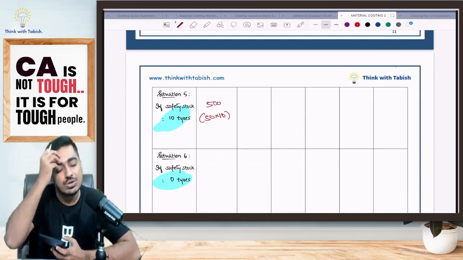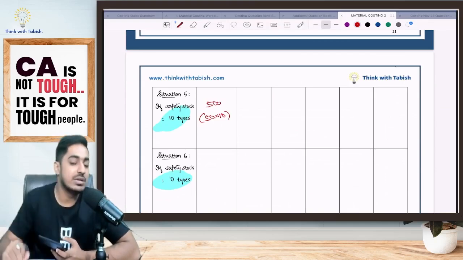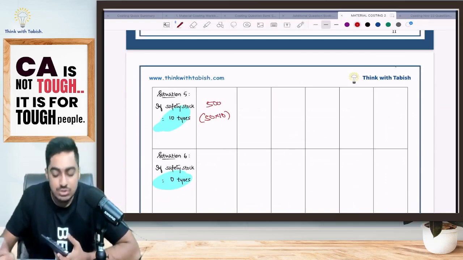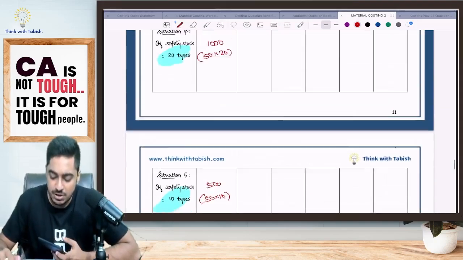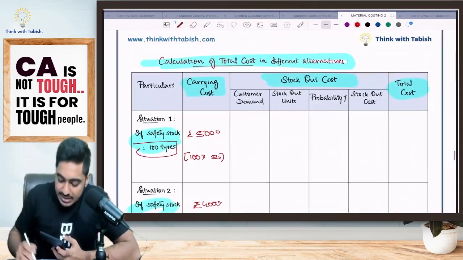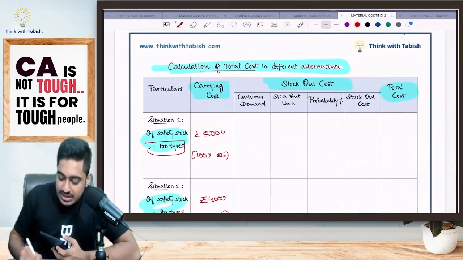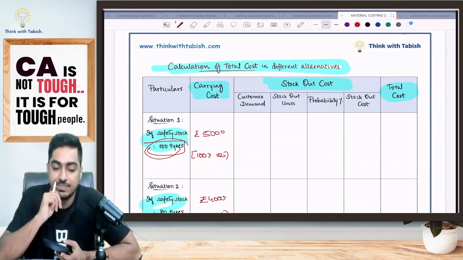If I decide, okay, boss, I don't want any safety stock. Tell me, if I am not keeping safety stock, do I have to incur the carrying cost? No, zero. I am not having any tire. Yes or no, everyone? Simple formula. You just have to understand. You just have to come out of the formula. Yes, 100 tires I am keeping, for one tire it is 50, that means it is 5,000, and so on and so forth. Is this clear, everyone? Can I continue from here?